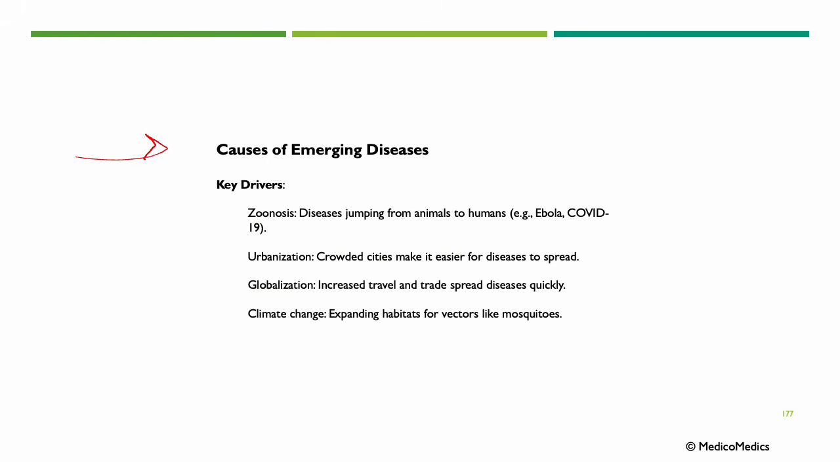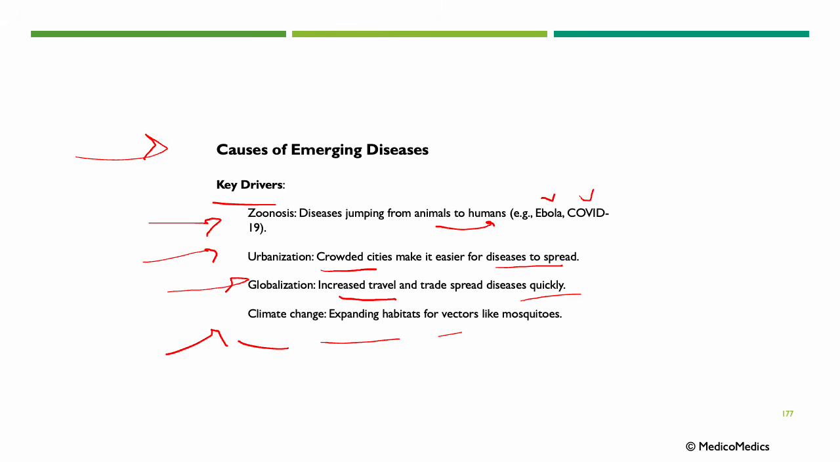Now, some causes for emerging diseases. Key drivers include zoonosis, so diseases jumping from animals to humans, like Ebola or COVID-19, as far as we know. Then we have urbanization, so crowded cities make it easier for diseases to spread. Another one is globalization, increased travel and trade spread diseases quickly. And then, of course, climate change, so expanding habitats for vectors like mosquitoes.